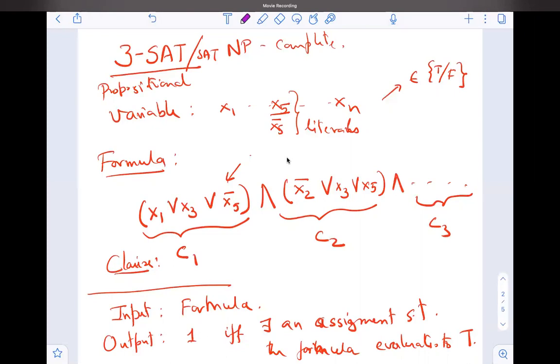Sir, in 3 SAT, is there any upper bound on the number of clauses? No. That's another parameter, M. So the input is basically 3M plus N. But then we can always bound the number of unique clauses we can make. Yeah, but that can be a lot. That is bounded. There's N choose 2. Or actually, 2N choose 2.